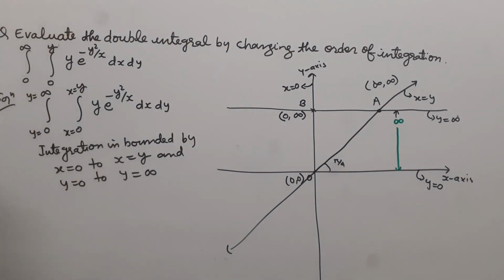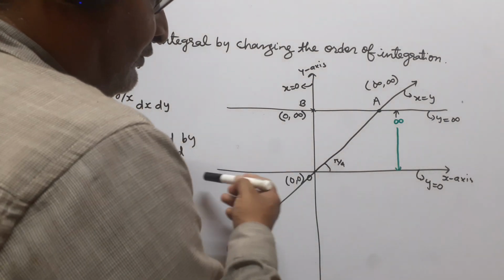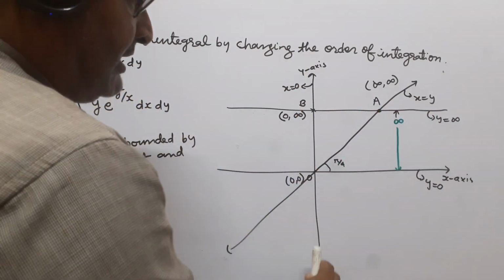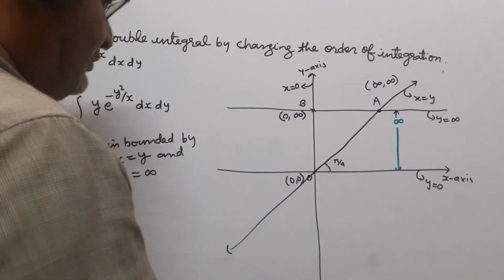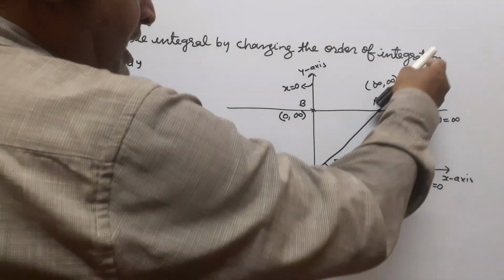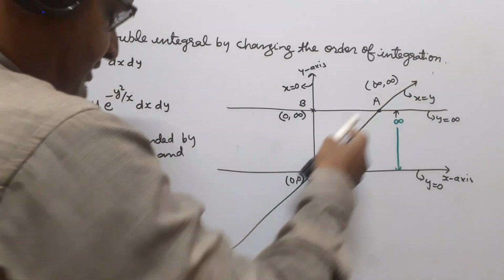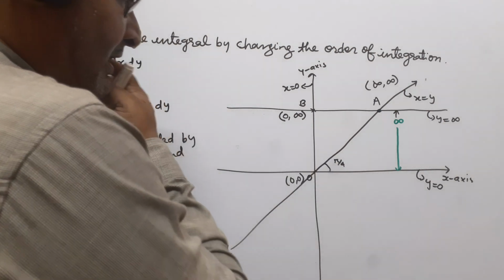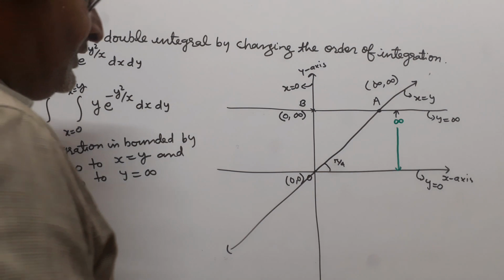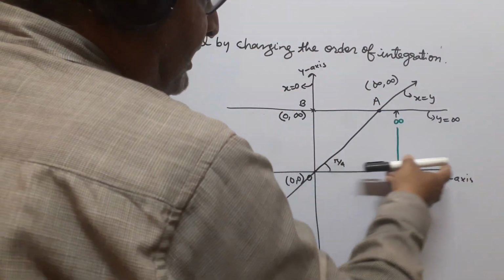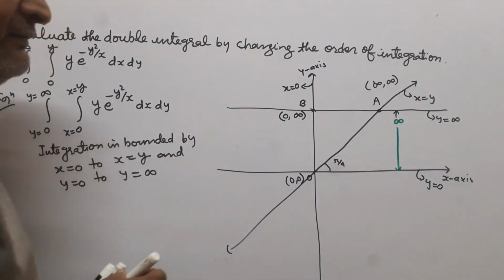Now we can see the given region. x equal to 0 is the y axis, y equal to 0 is the x axis, x equal to y is the line passing through the origin making angle pi by 4 with the positive direction of the x axis, and y equal to infinity is the line parallel to the x axis at infinite distance.